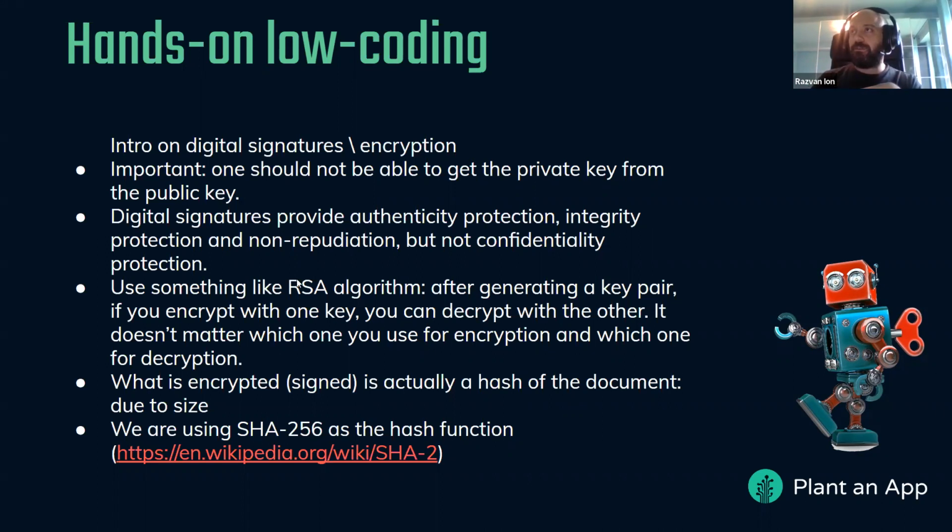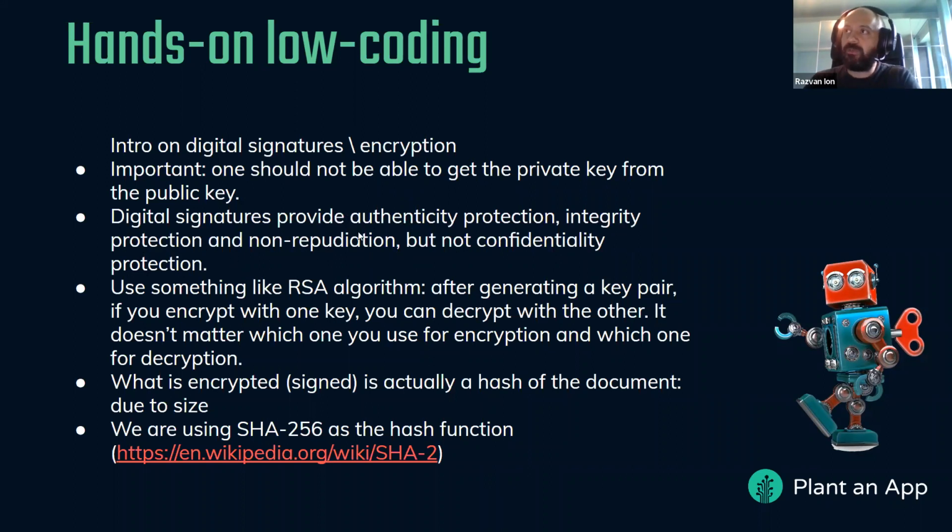The digital signatures, as I mentioned partly earlier on, provide authenticity protection, integrity protection, and non-repudiation, but not confidentiality protection. So what does this mean? It means that the document is authentic. It means that no one has tampered with it. Once Alice has signed the document, if you use the public key, you'll be able to figure out that someone has played around with that document and it is no longer valid.